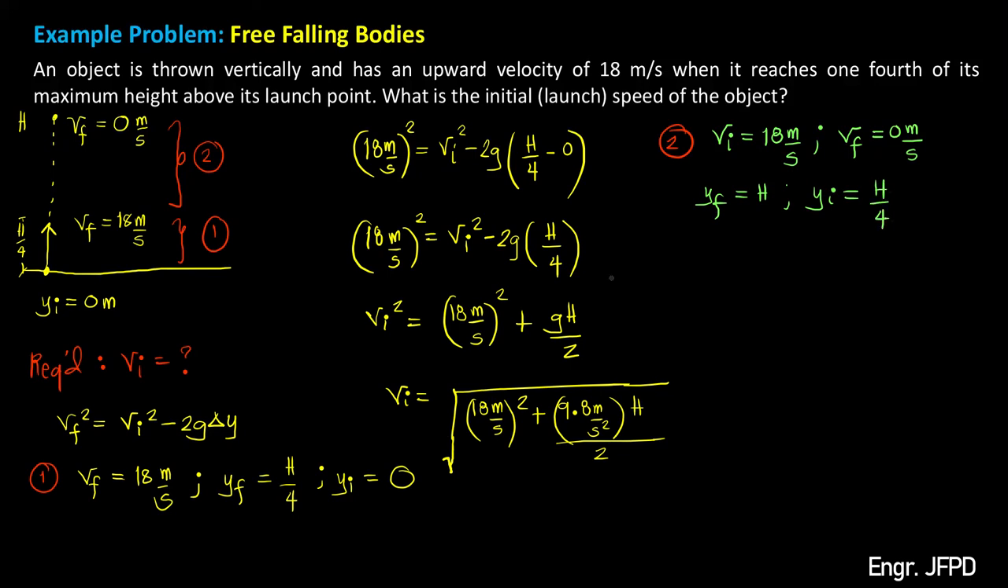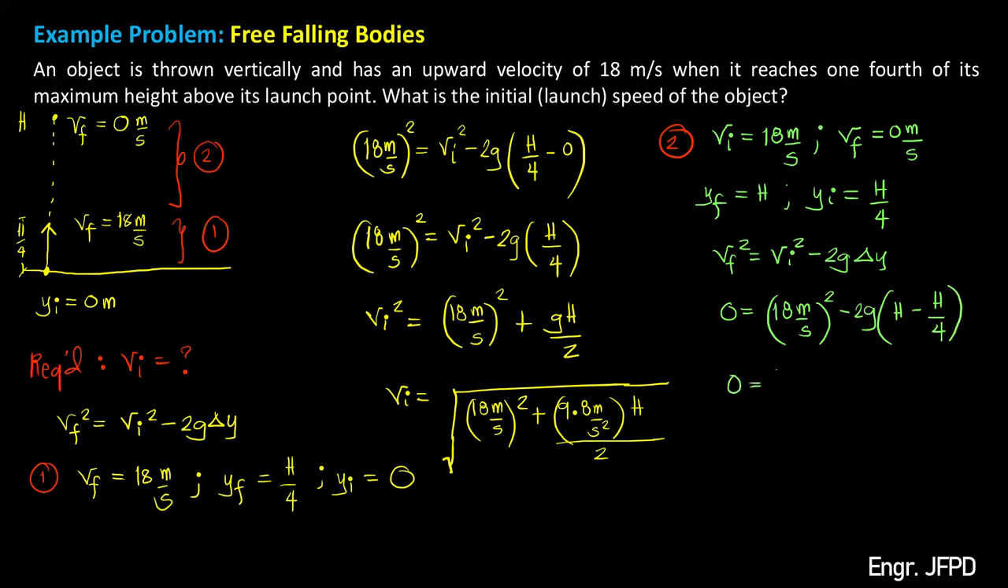Then, again, use the formula Vf squared is equal to Vi squared minus 2g delta y. For the final velocity, that is 0 squared, or simply 0, is equal to the initial velocity of 18 meters per second, squared, minus 2g. For our delta y, that is the final position of h minus the initial position of h over 4. Let's try to simplify this equation. This is 0 is equal to 18 meters per second, squared, minus 2g.